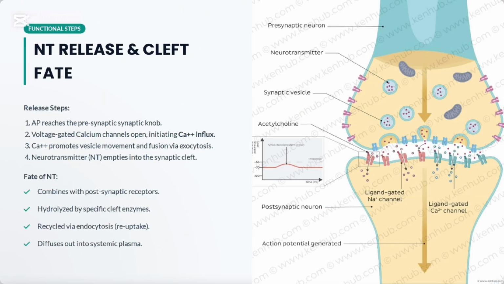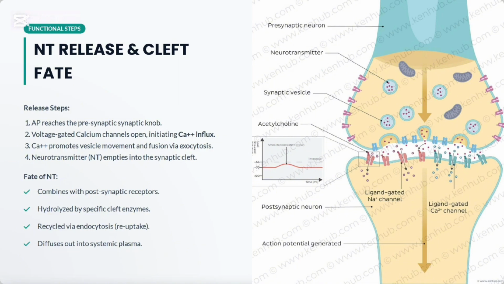the space. The 4 steps of chemical release: AP arrival, calcium influx, vesicle fusion via exocytosis, NT emptying, and the 4 possible fates of the neurotransmitter. Simple explanation. How is the chemical released? Electrical signal arrives, then calcium channels open and calcium enters, then calcium pushes chemical storage bags, vesicles, to merge with the membrane, then neurotransmitters spill into the gap.